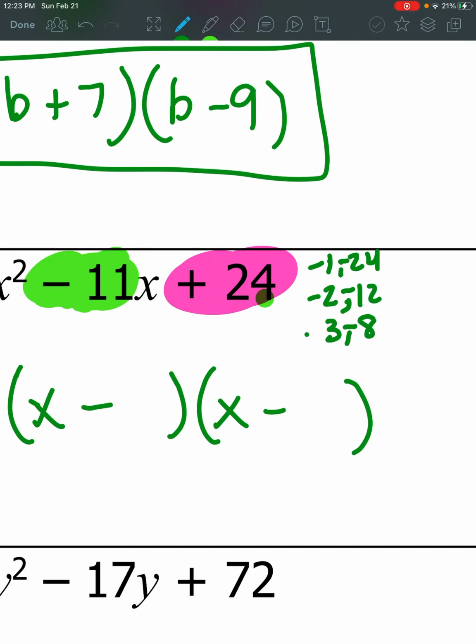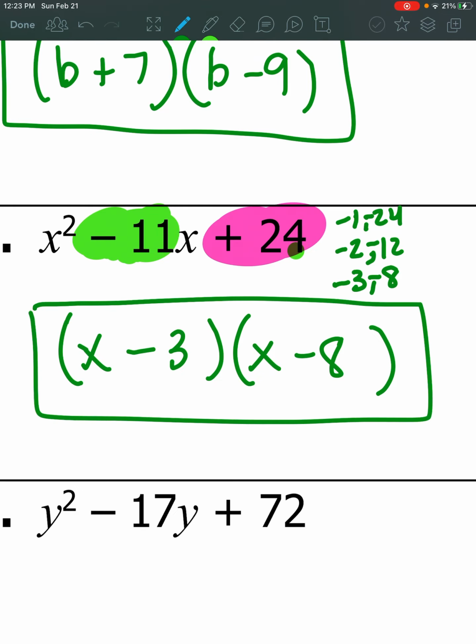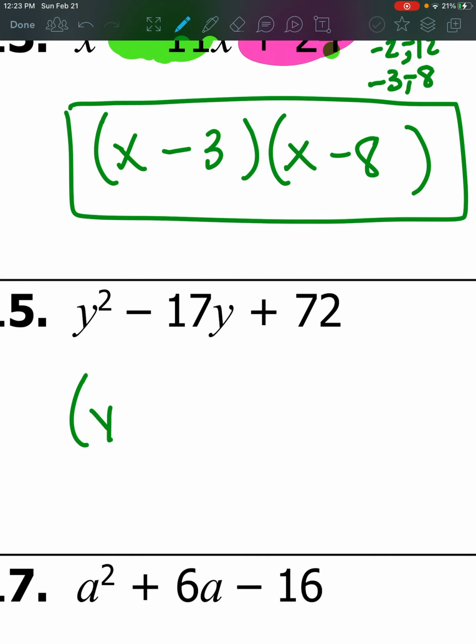3 and 8, both negative, there we go. They multiply to +24, they add to -11, and it doesn't matter which one goes where. X minus 3, x minus 8. And for sake of time, I'm not checking my work, but I would always check your work. Then you know if you have correct answers or not.